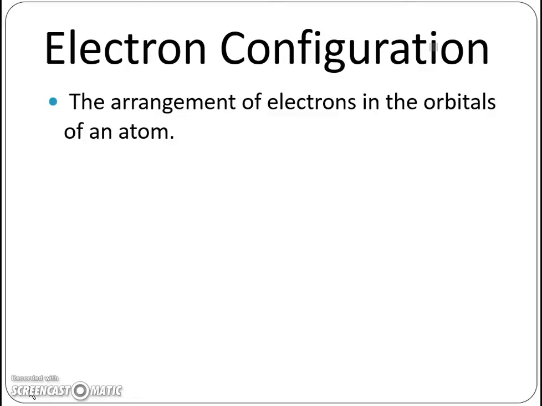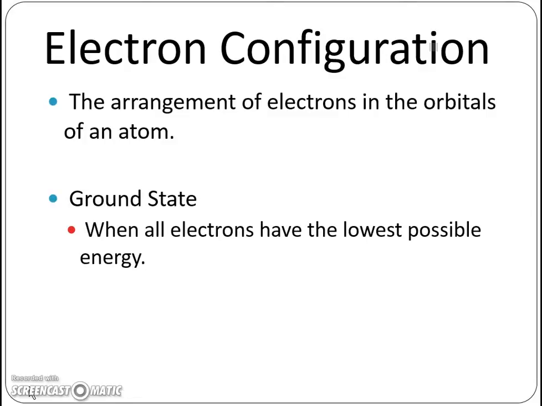So how they are arranged is known as electron configuration. And again, ground state is when all of them have the lowest possible energies. So they are as close to or as stable as they are going to get. We also have an excited state in which they are very reactive to other atoms.